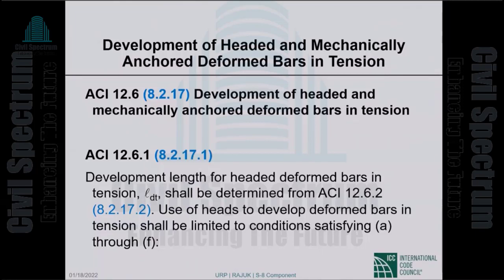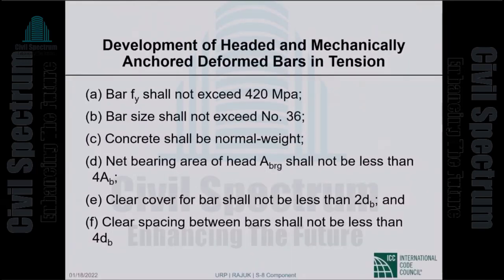Okay, then development of headed and mechanically anchored deformed bars in tension. Now we are talking about L sub dt. Okay, so development length of headed deformed bars in tension shall be determined from section such and such. Use of heads to develop deformed bars in tension shall be limited to conditions satisfying A through F. So you cannot use headed bars in all situations. You have to satisfy conditions A through F.